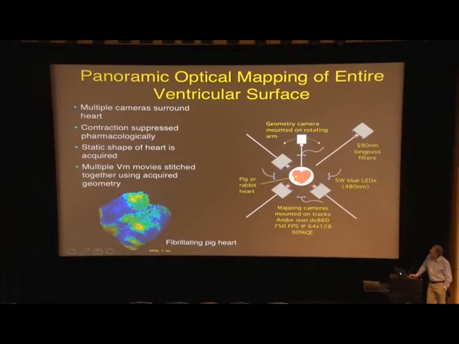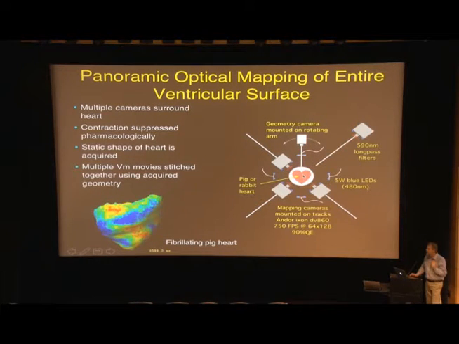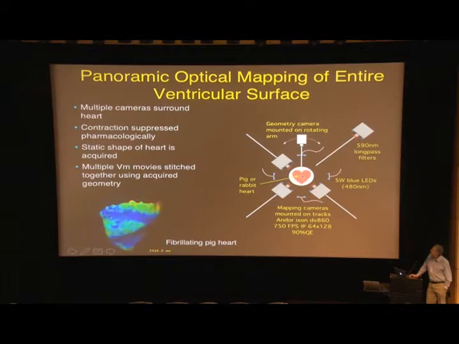So this is one setup that we built for this. This was put together so we could image the entire surface of large animal hearts simultaneously. The basic idea is that we take a heart out, we put it in the middle of the perfusion system here. We have 4 mapping cameras. These are fast sensitive video cameras appropriate for optical mapping that surround the heart, so we can image it from 4 different directions. Then we have another camera that spins around the heart.